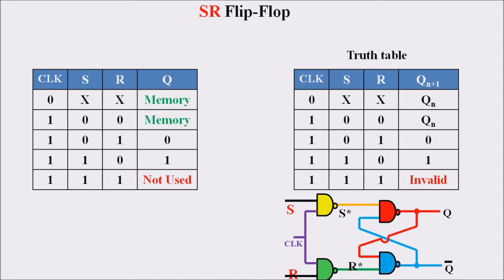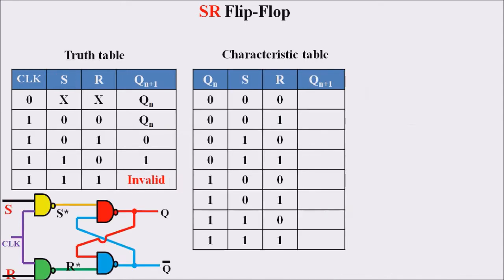Based upon this truth table, we are going to design a characteristic table of this SR flip-flop. So when it comes to the characteristic table, we are giving the inputs as Qn, S and R. So these three variables result in the combinations 0 0 0, 0 0 1, 0 1 0, 0 1 1, 1 0 0, 1 0 1, 1 1 0 and 1 1 1. And now we are discussing what will be the present output, that is Qn plus 1's different value combinations.